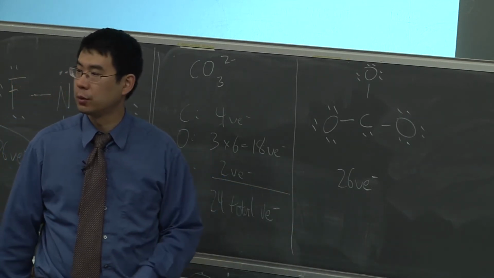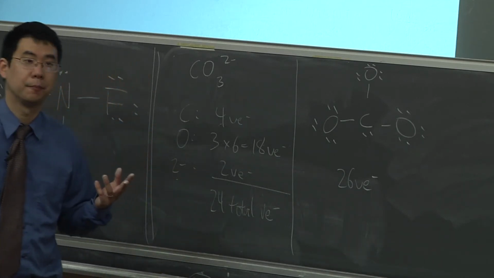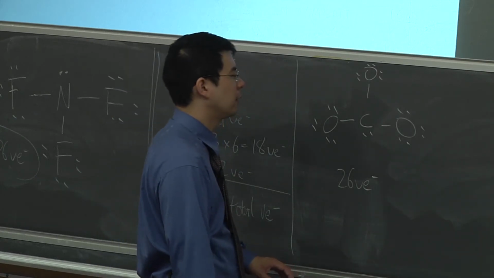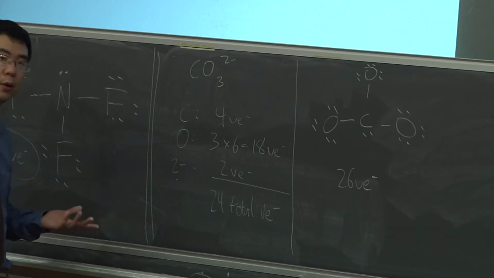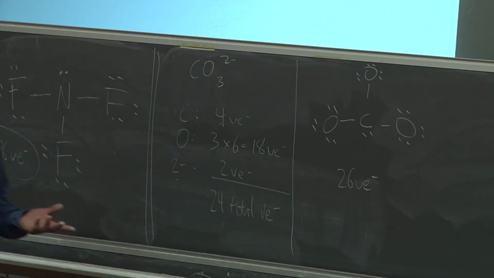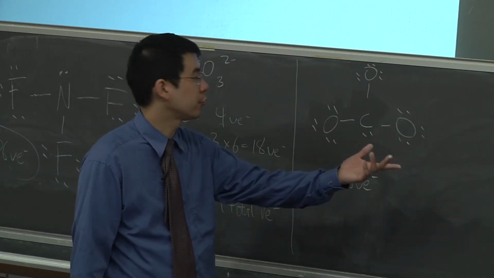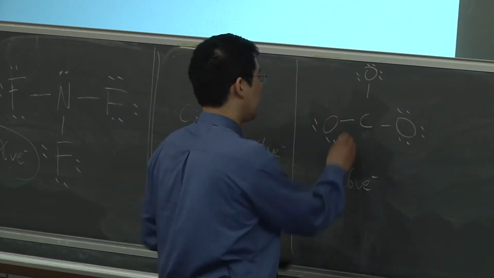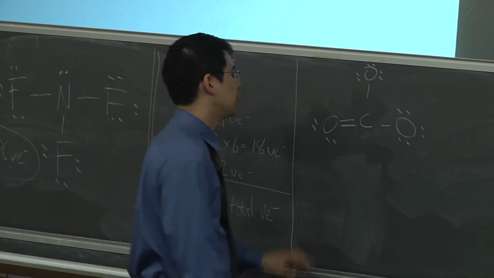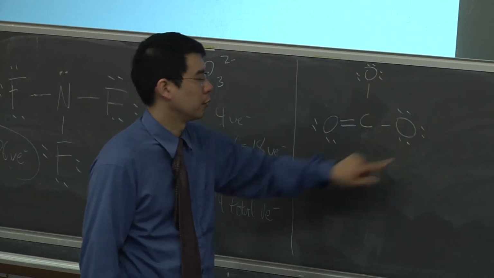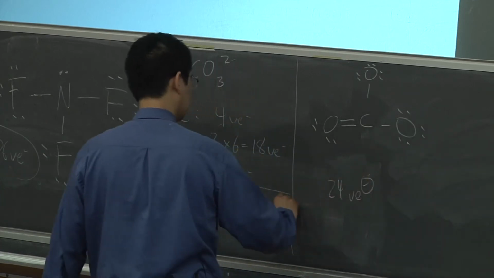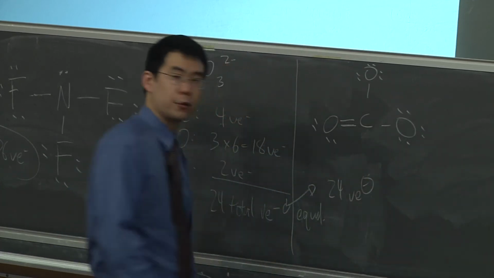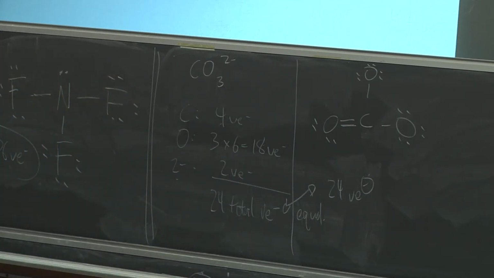So what I need to do is put in a double bond, right? Now, this is kind of the question: where do I put in that double bond? C to the top O, or C to the side O, or C to the other side O. Could be any of them. I'm just going to pick one for now. And when I do that, I get 2, 4, 6, 8, 10, 12, 14, 16, 18, 20, 22, 24. Equal. So far, so good. I'm happy, right? All my atoms have octets, and I have the right number of total valence electrons.